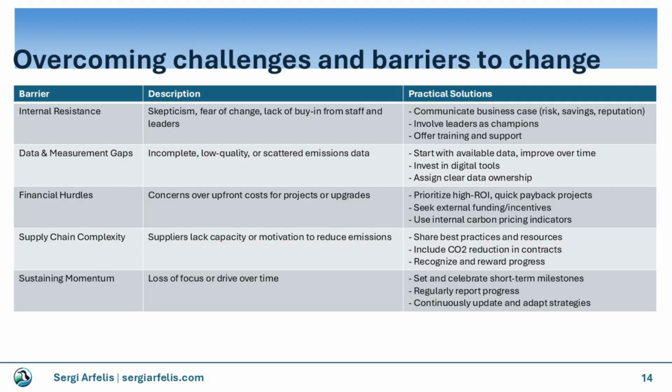Supply chain complexity can be daunting, especially if your suppliers lack the capacity or motivation to reduce emissions. Share best practices and resources with them. Include CO2 reduction requirements in your contracts, and recognize or reward suppliers who make real progress.